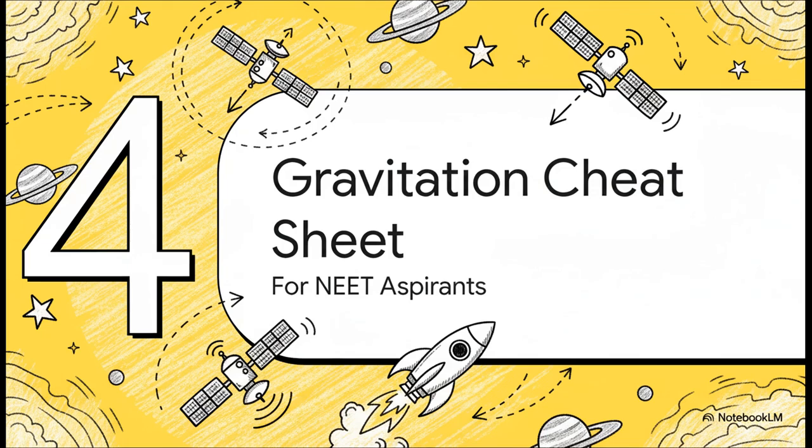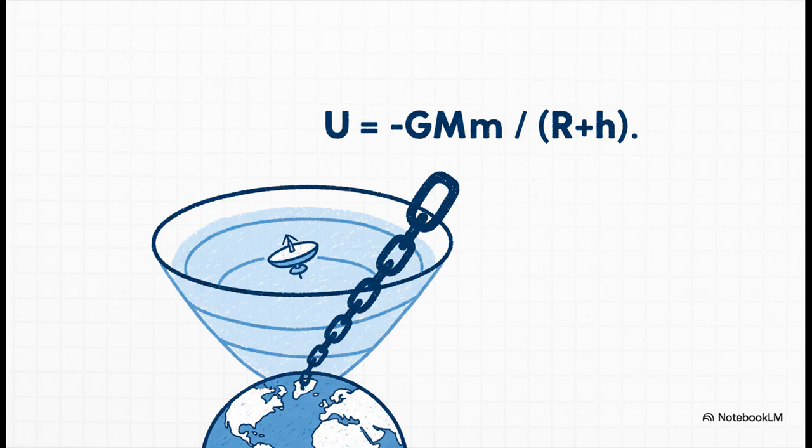All right, we've gone through the story of gravity. Now, let's get tactical. For all of you gearing up for exams like the NEET, this next part is your gravitation cheat sheet. We're going to quickly run through the must-know formulas for satellites and their energy. Pay close attention here. First up, potential energy. This is the stored energy a satellite has just by being in Earth's gravitational field.